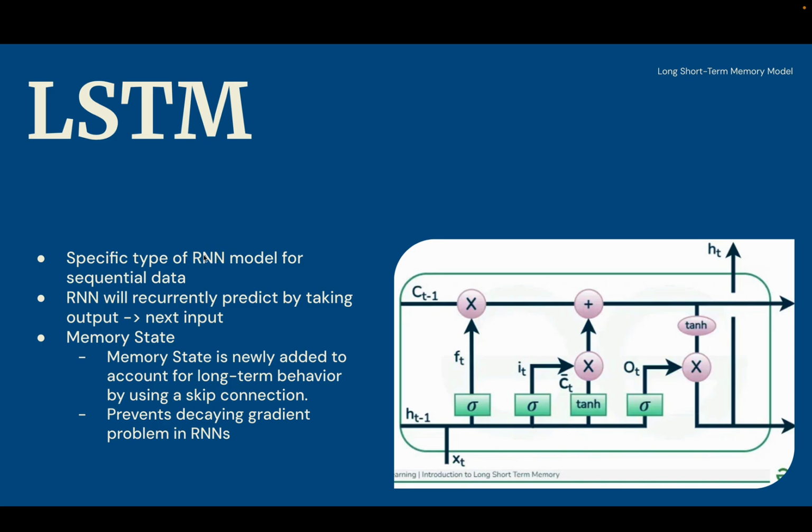RNNs are also known for recurrently predicting, which is perfect for my data set because I want to take my output and predict the next inputs in a way that allows me to predict a long sequence.